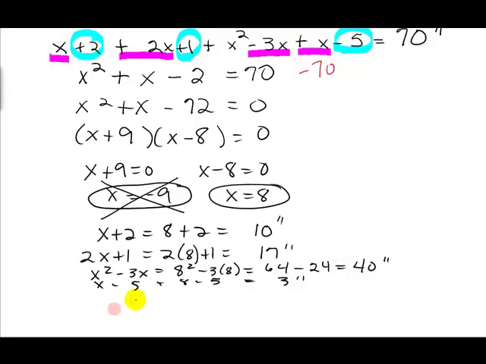Then we want to check this. 10, 17, 40, and 3. Add it all up and see if it works. That's 10, 27, 67, 70. And it does work.